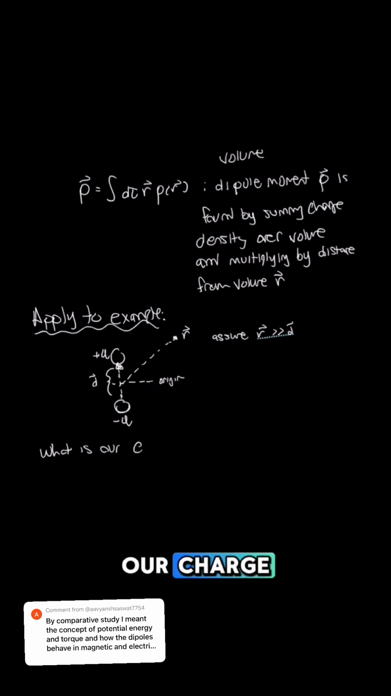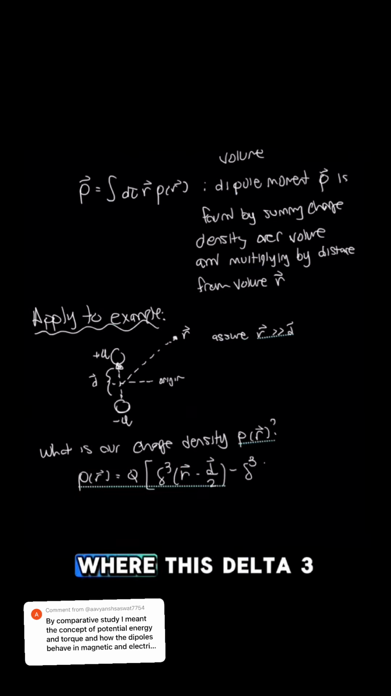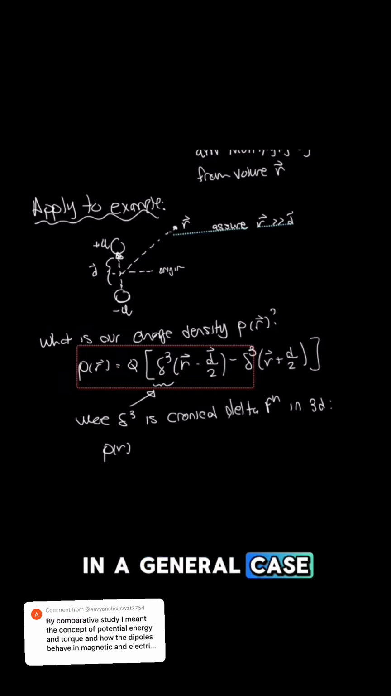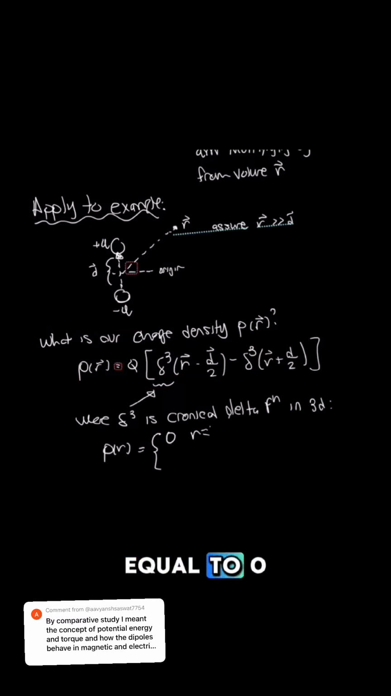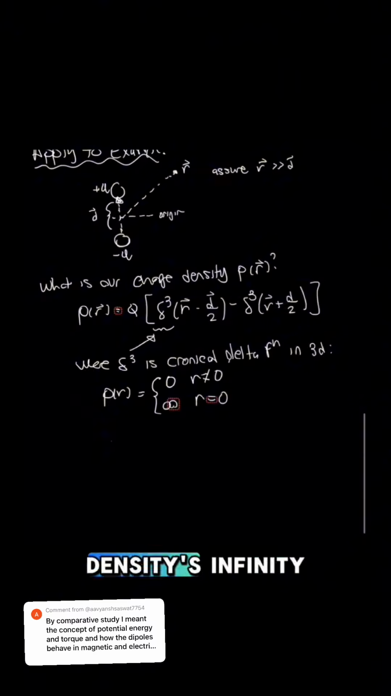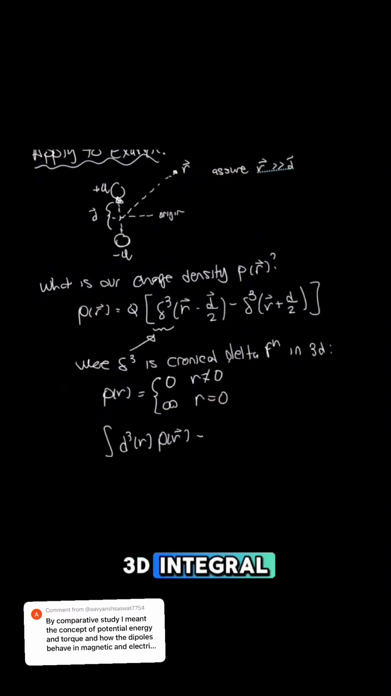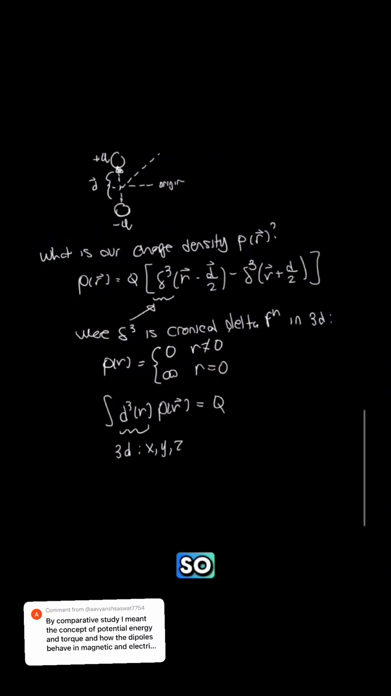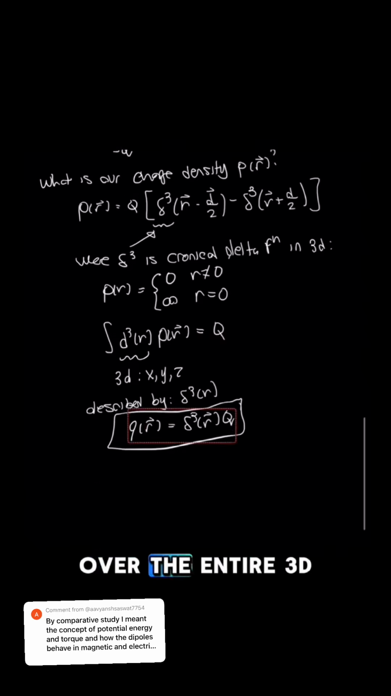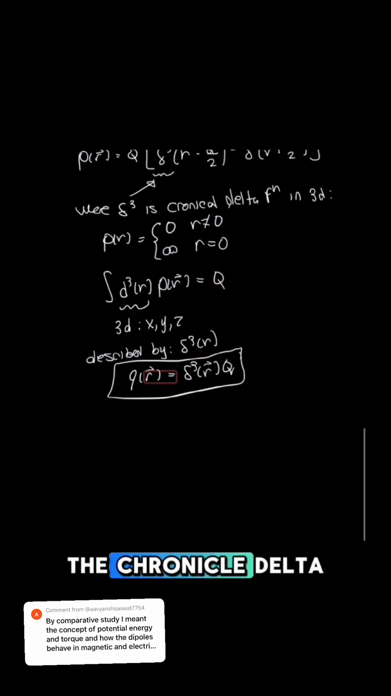And so what is our charge density? Charge density is given by this, where this delta cubed is the delta function in 3D. And we use this because in a general case, to describe a point charge, when R is not equal to 0, the charge density is equal to 0. And when R is equal to 0, this means we're right on top of the charge, so the charge density is infinity. If we take the 3D integral over the charge density, we get Q. And so we use this delta function to describe the charge density over the entire 3D space. That's why we use the delta function here.